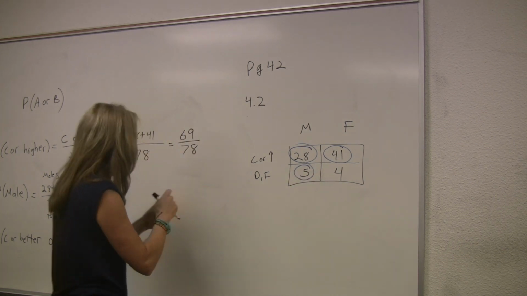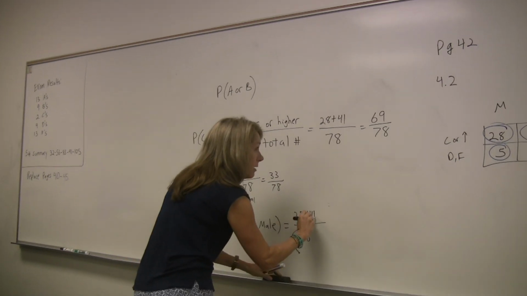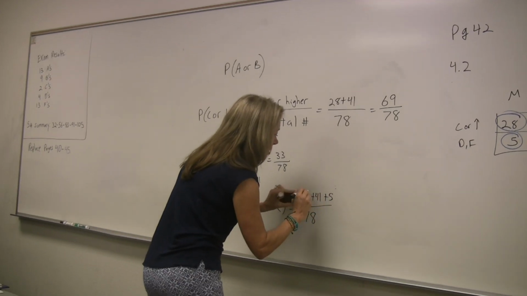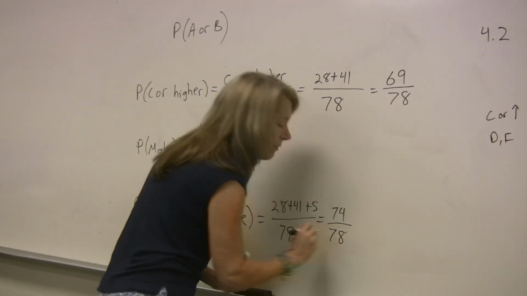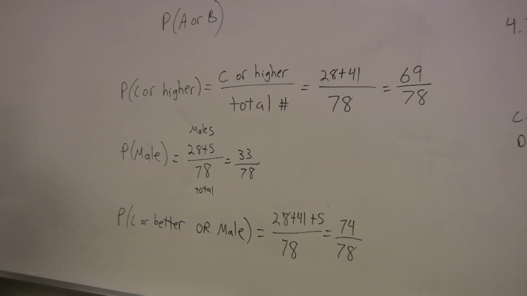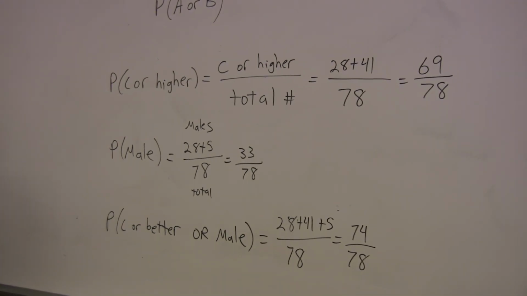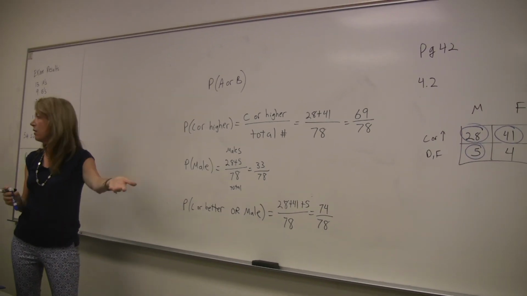So if you add those all up, or subtract the 4 from the total, whichever way you want to look at it, you get 74 out of 78. When you have OR statements, you're very often just doing this addition. You're taking these people, plus those people, plus anybody else who falls into our category.